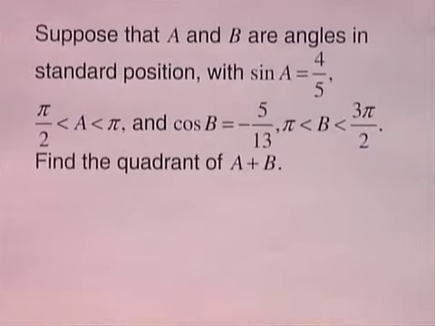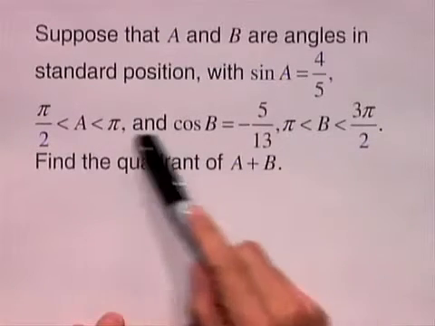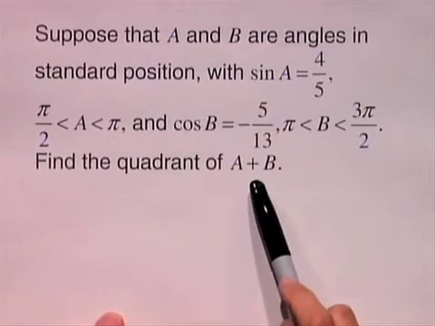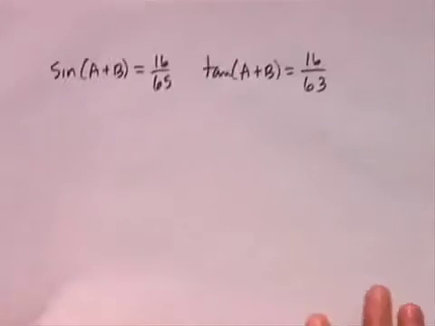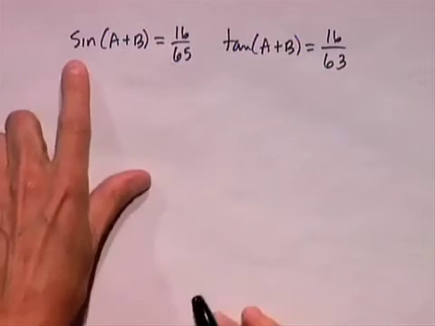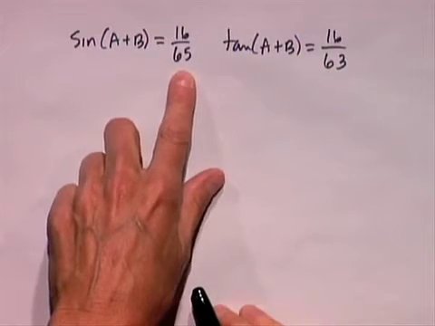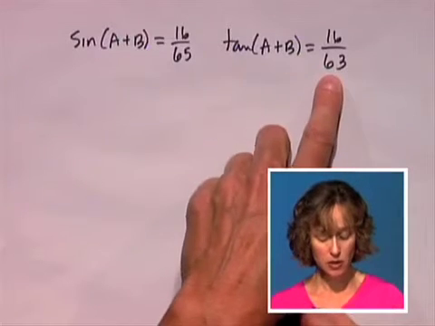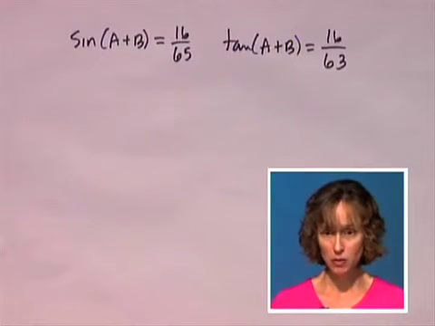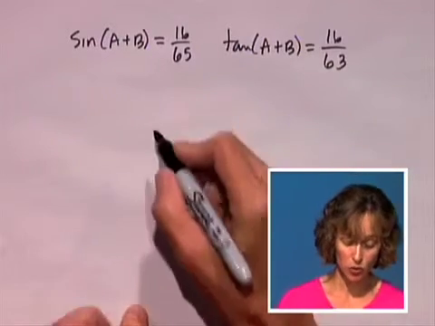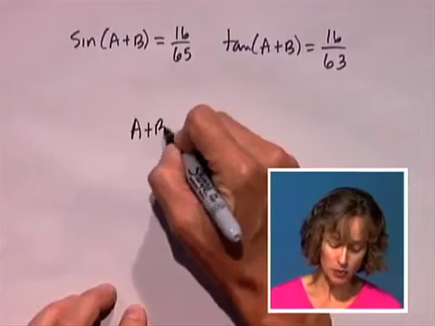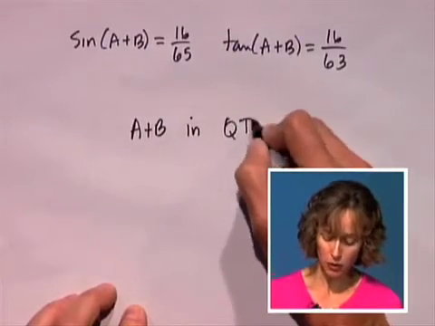Well, let's look at part C. Again, we have A and B angles in standard position and the same information as we've been working with, but this time we want to find the quadrant of the angle A plus B. Well, what we've come up with so far for parts A and B are the sine is positive 16/65 and the tangent is positive 16 over 63. Well, the only quadrant where the sine and tangent are both positive is quadrant 1, so A plus B must be in quadrant 1.